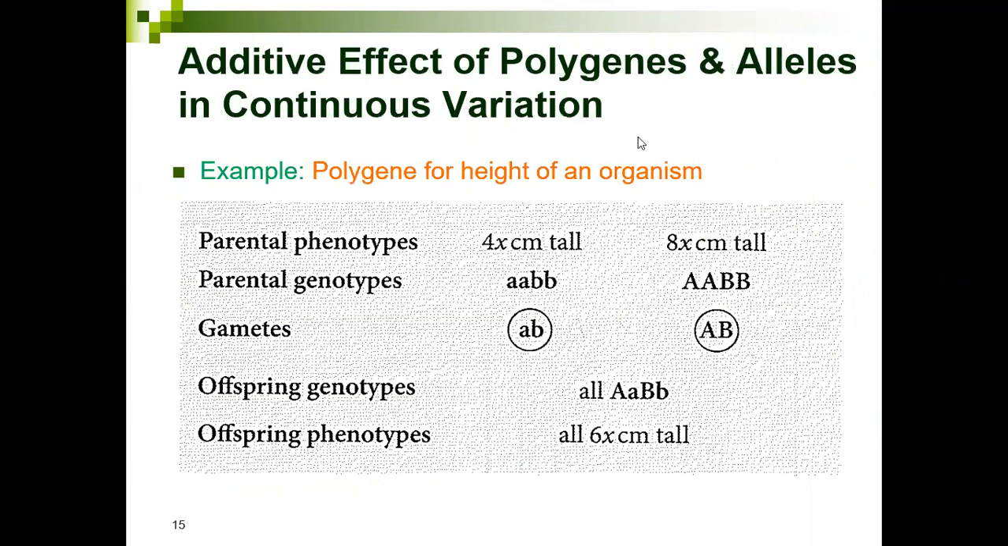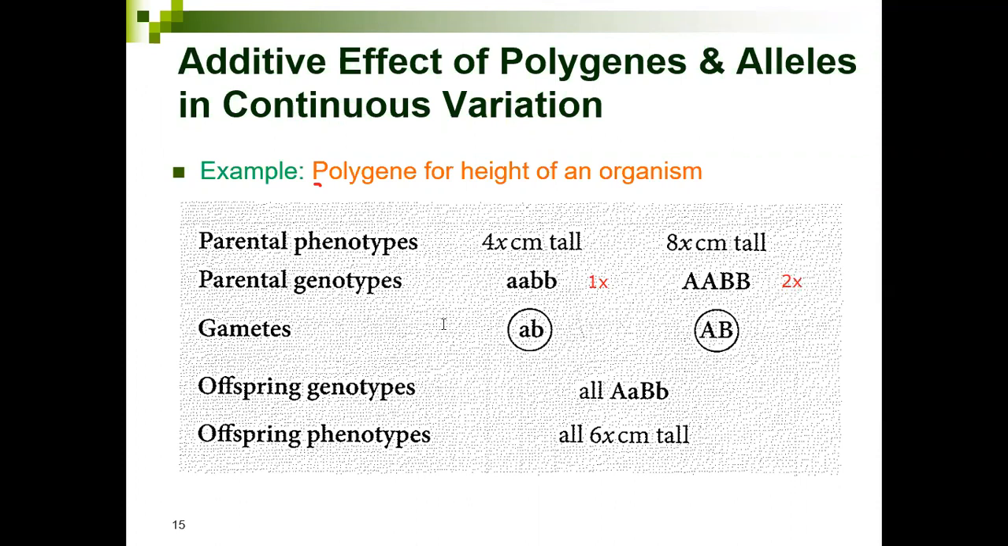So let's look at the additive effect of the polygenes and alleles in continuous variation, taking height as an example. Polygene for the height of an organism. Let's say the parental phenotypes are 4x cm tall and 8x cm tall. For example, parent genotypes: small a small a small b small b, and big A big A big B big B. Let us assume that each of the small alleles codes for 1x cm height, so four of them code for 4x. Each of the big alleles we assume codes for 2x, so altogether 8x.